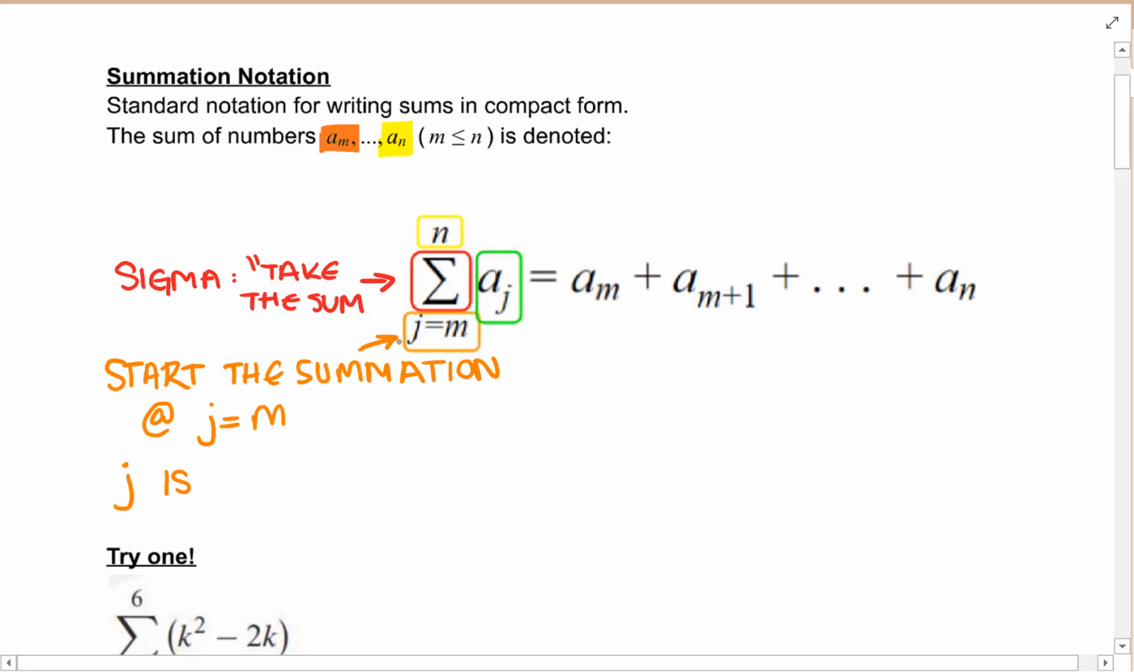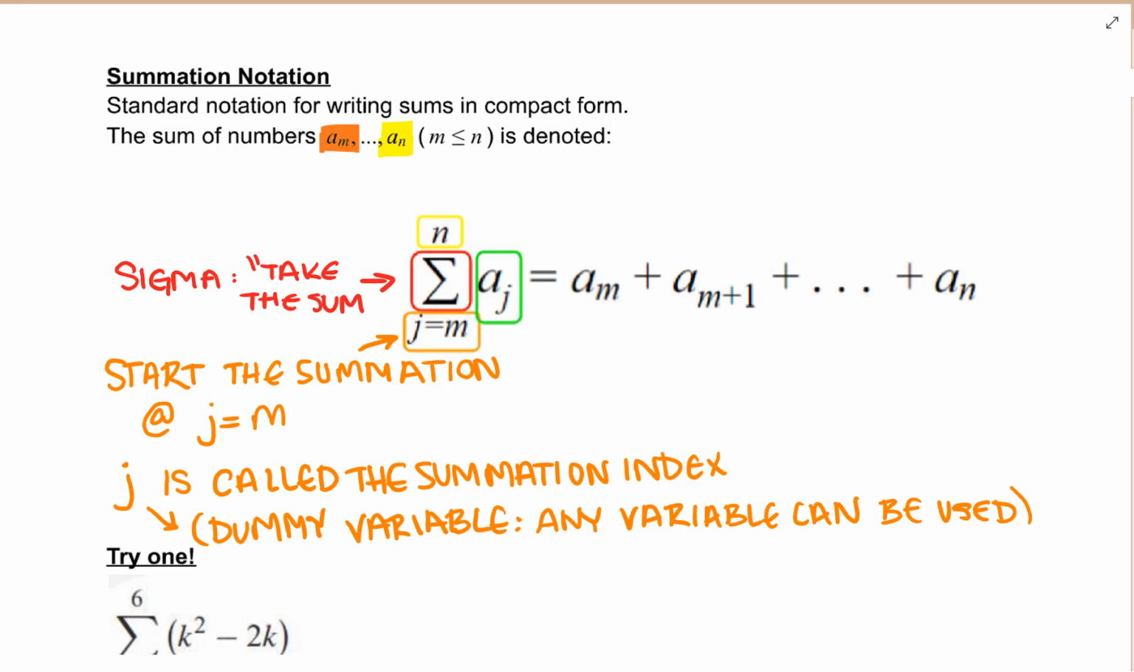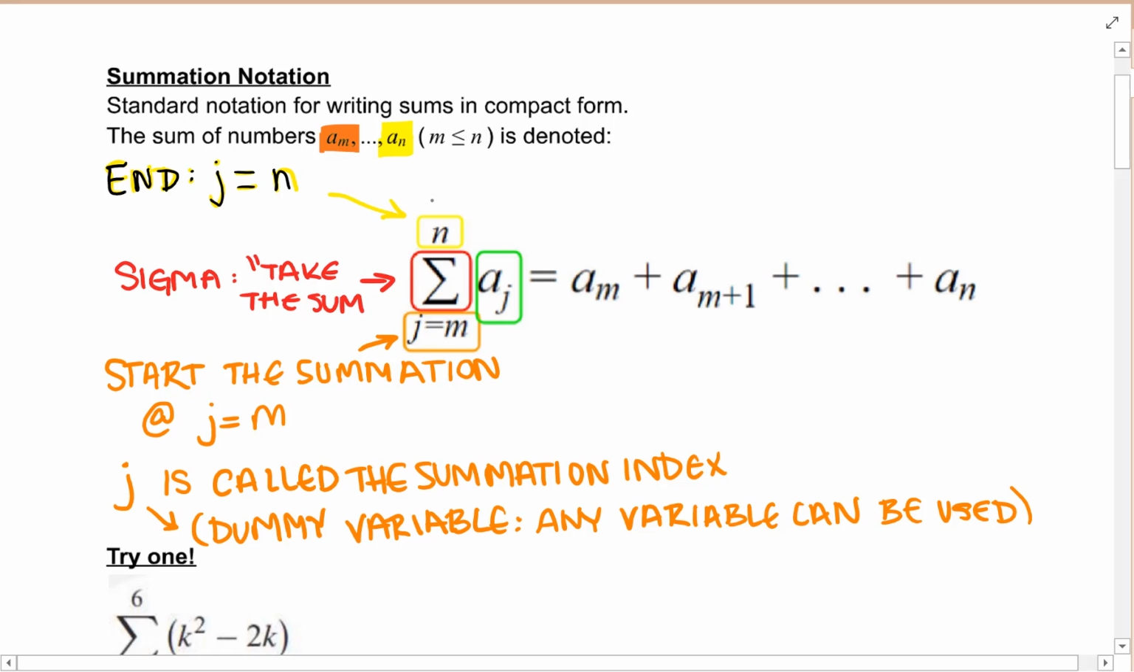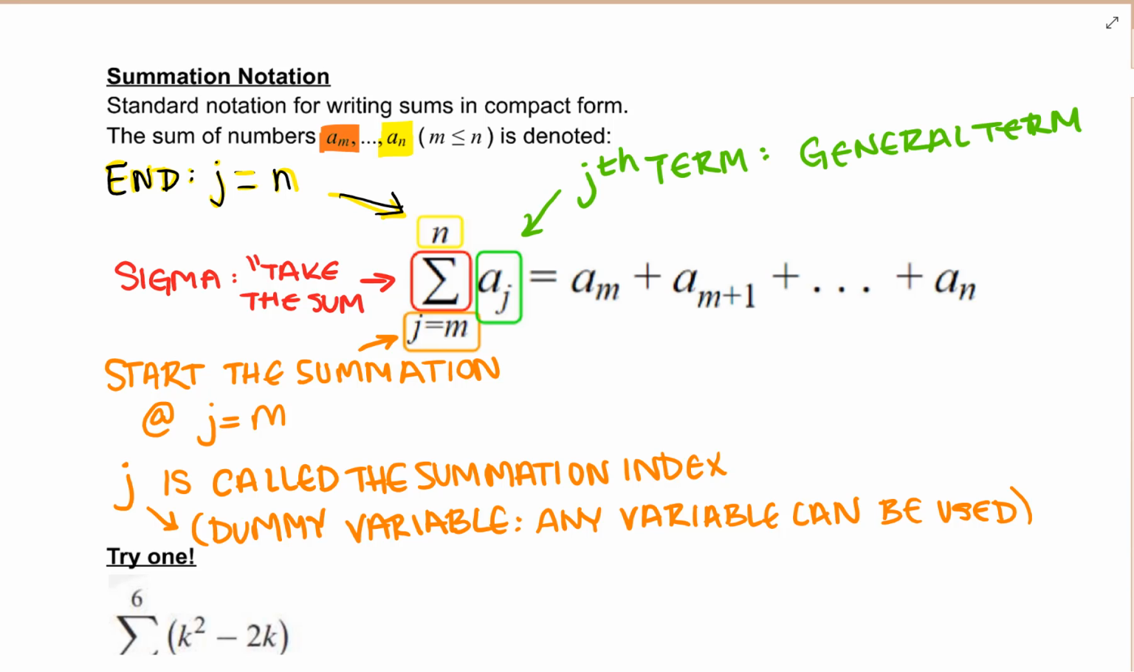This right here tells us to start the summation at j equals m, and j is called the summation index. It's also referred to as the dummy variable because any other letter can be used instead. And the number that is on top tells us to end at j equals n. And inside the summation notation, we are taking the sum of the jth term. So inside we write the general term or the function for how to find each term so that we can add up all those numbers and eventually get our sum.